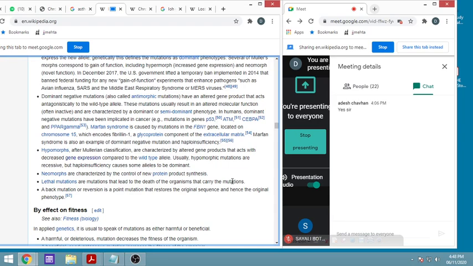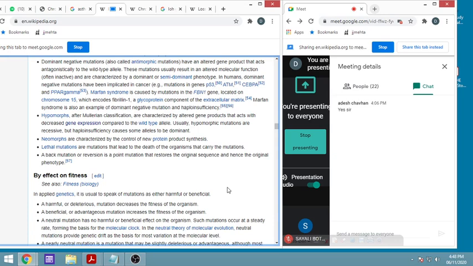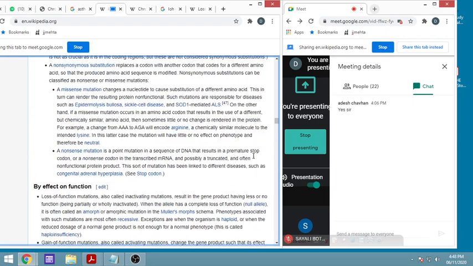Then neomorphs are characterized by the control of new protein product synthesis. Lethal mutations lead to death of the organism which carries the mutation. Mechanisms are nowadays being made for killing certain species, where mutations are done so that it will cause destruction of that species. So this was a classification on the basis of function, how it changes the function.